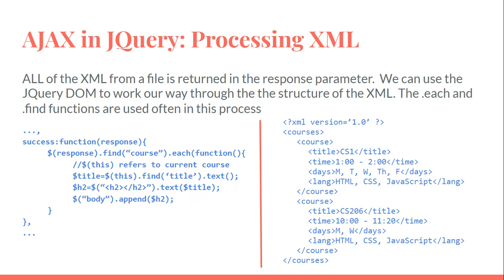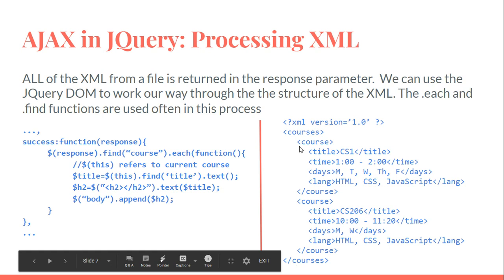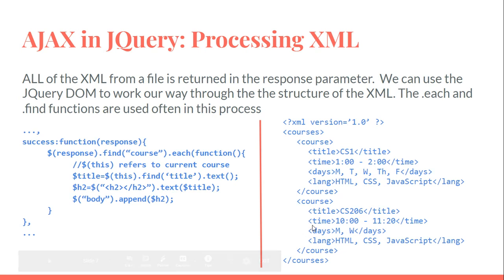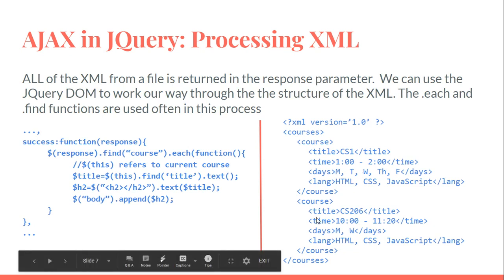So let's take a look at how this actually works. On the right, you're going to see an XML document. That XML document has a root of courses, and then inside of it, you're going to see that there are two courses. There's the CS1 course, and then there's this CS206 course. If you're interested in learning how to write XML, there's another video on that. Be sure to check it out. But for now, we're just going to take this XML at its face value.